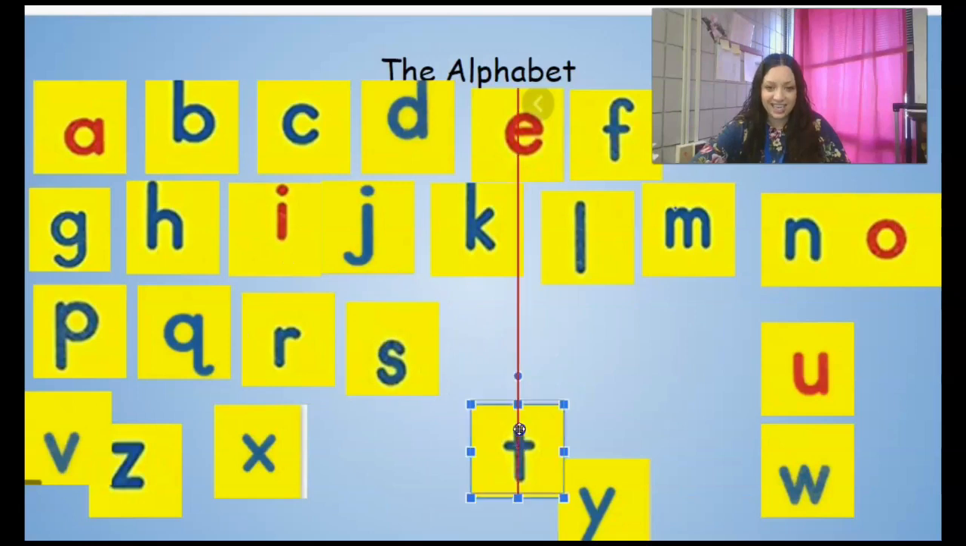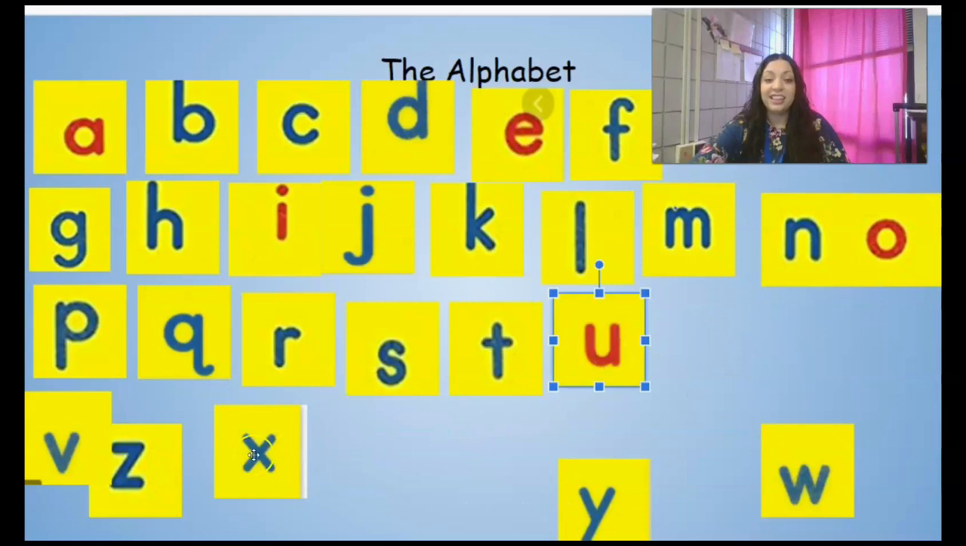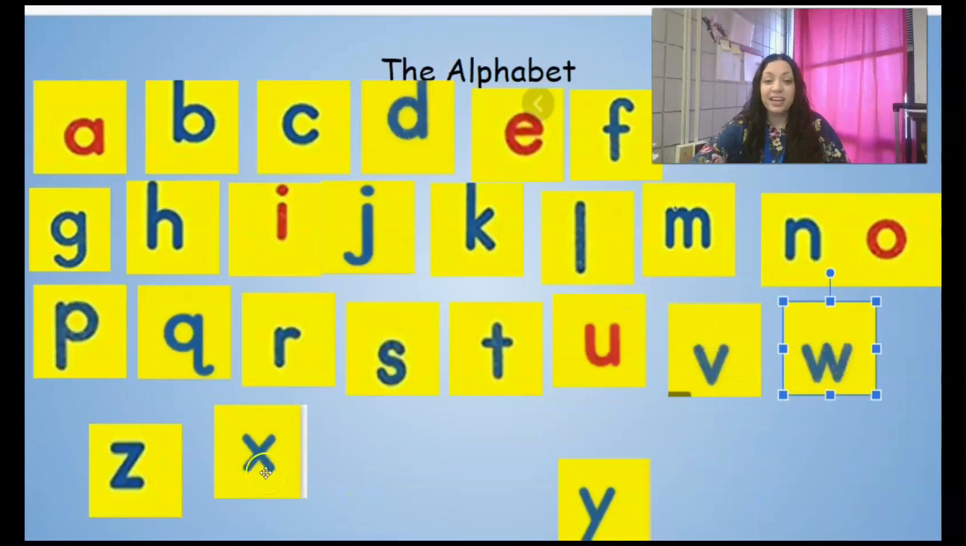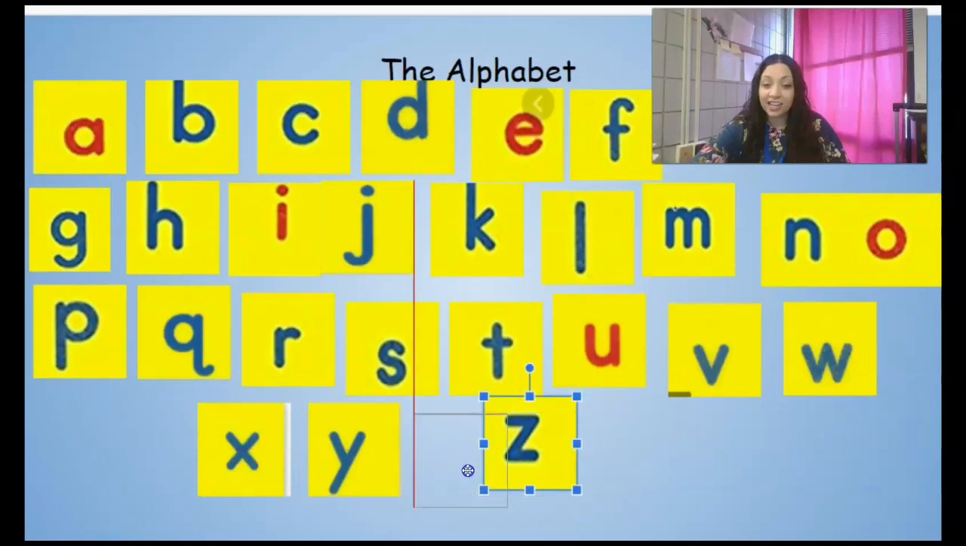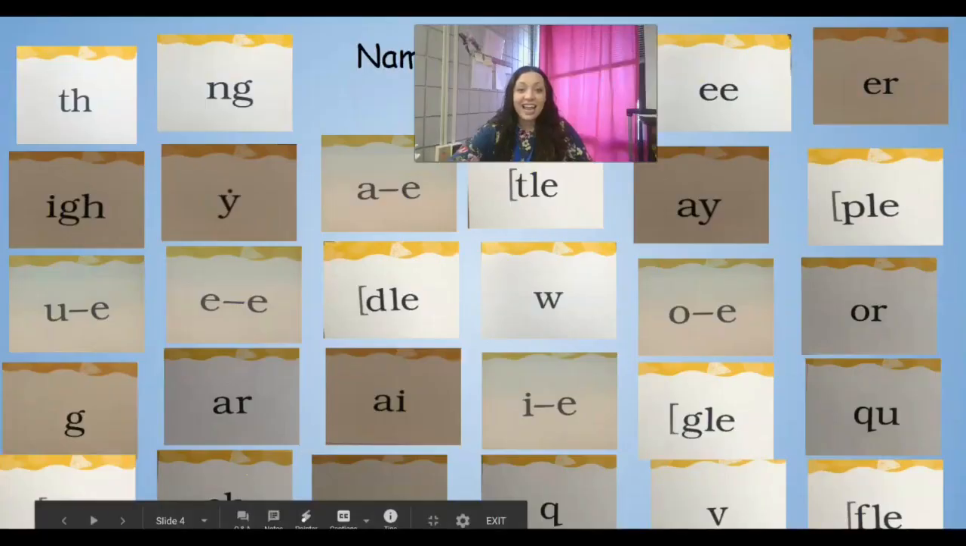Then T, then U, then V, very good. Then W, X, then Y, and then our final letter in the alphabet is Z. Very good. And we know if we counted all the letters, there are 26 letters in the alphabet, and our letters are either the red letters, A, E, I, O, U, are called vowels. And then remember, sometimes Y acts as a vowel, and all the other letters are called consonants. Awesome job, guys. All right, let's get ready to name our letter cards.